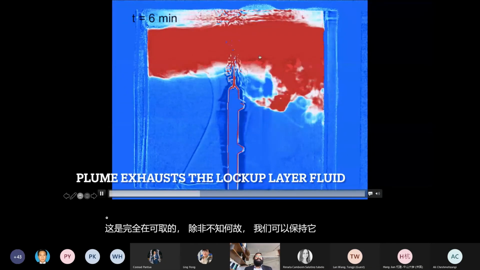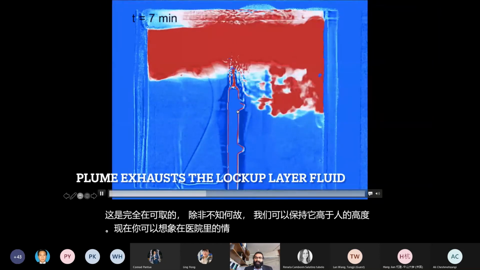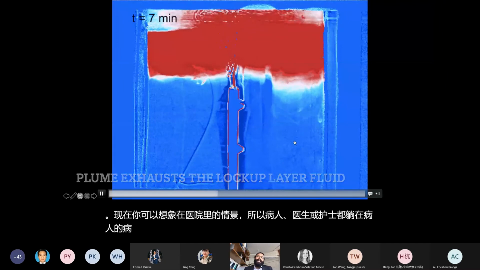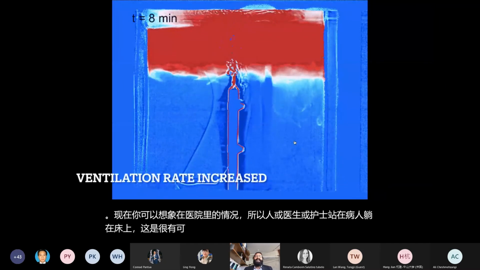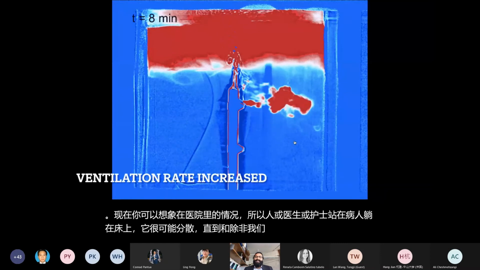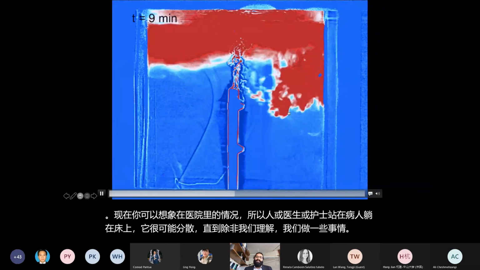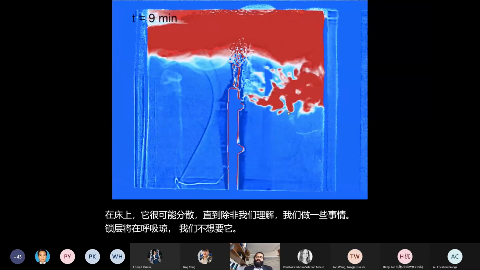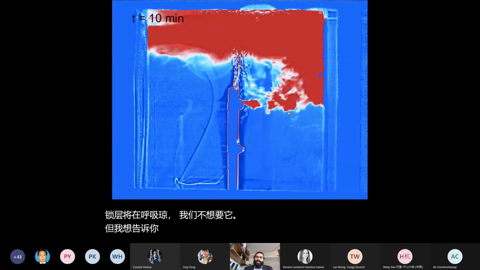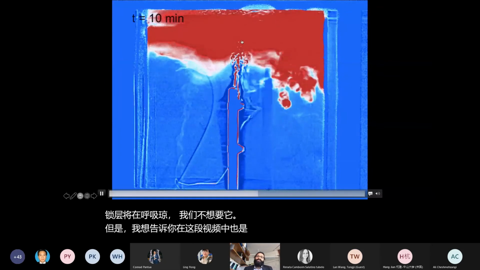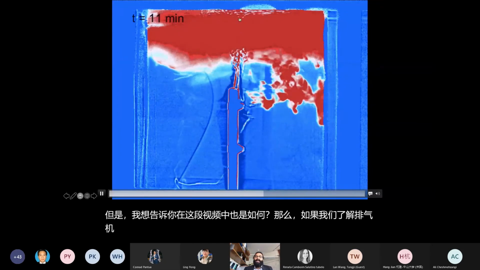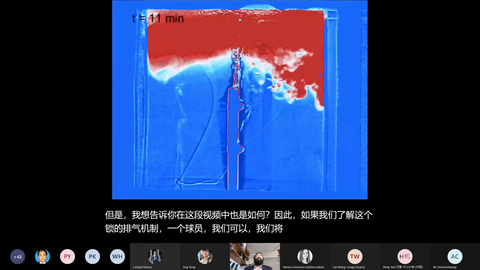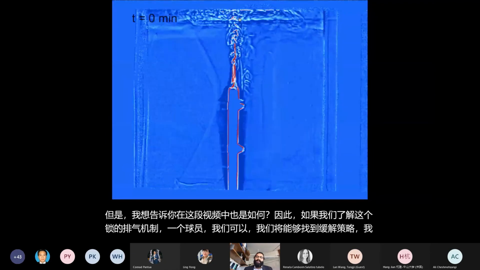Now you can imagine the scenario in a hospital. A doctor or a nurse is standing and a patient is lying down on the bed. It is very highly likely that, unless we understand and do something about it, the lockup layer will be at the breathing zone where we don't want it. But what I want to show you in this video is how, if we understand the exhaust mechanism for this lockup layer, we will be able to find a mitigating strategy and keep it above the head of the breathing zone.